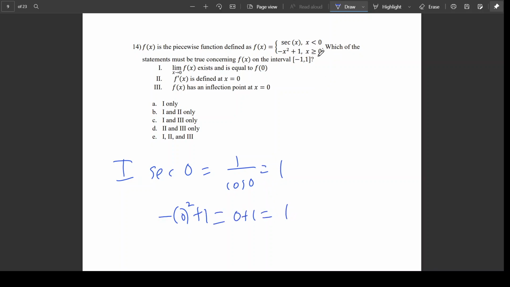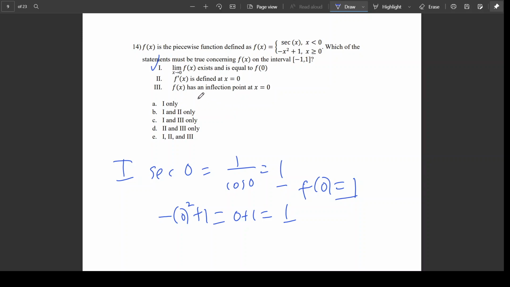And then obviously f of 0, since it's going to follow this branch for x greater than or equal to 0, is just going to equal 0 plus 1, which is 1. So f of 0 is also equal to 1. You can see they're all equal to 1. So the limit as x approaches 0 of f of x does exist, and it's equal to f of 0. So this one is check.